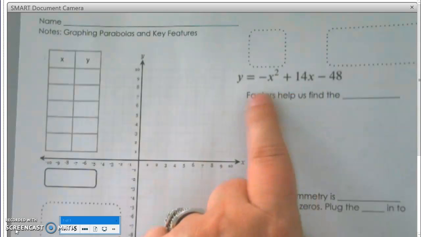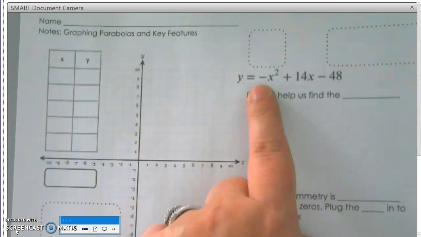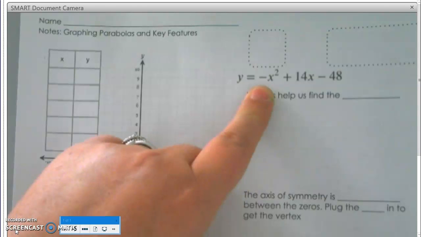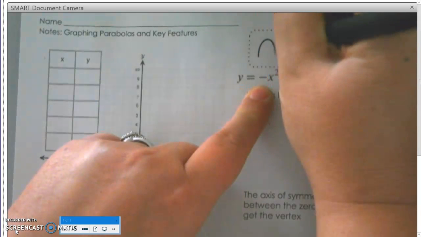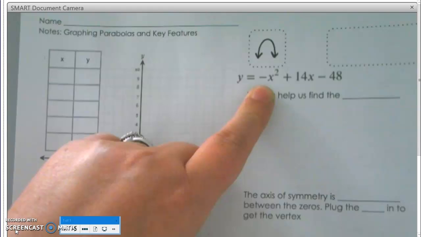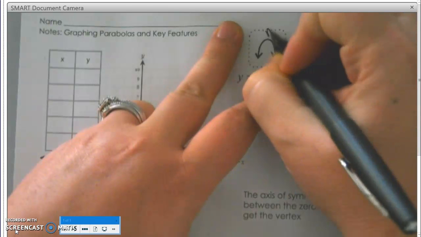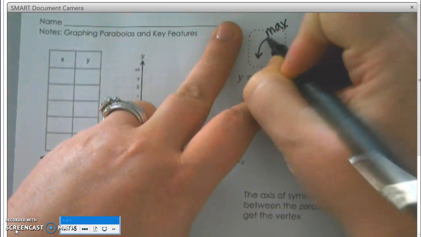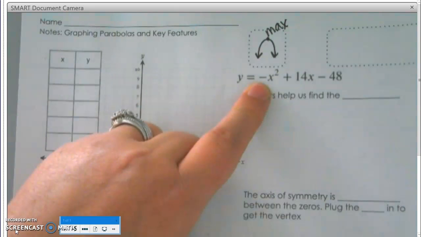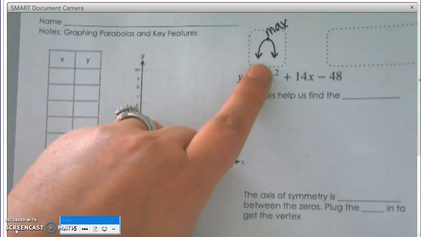The first thing that I'm going to look at is the fact that this is a negative. That tells me that it's going to have a sad face shape. It's going to be open down, and it will have a maximum point. Anytime your leading x squared is negative, that's the general shape of the graph.